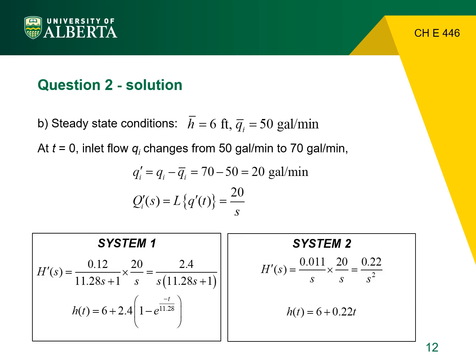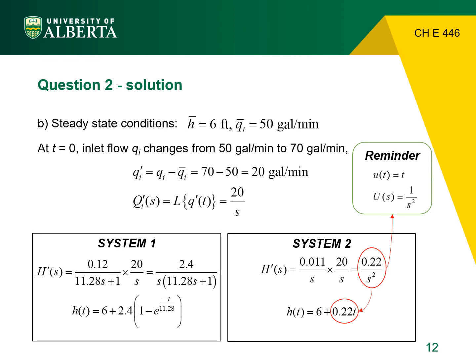Substituting the value of Qi prime of s into the transfer functions, h prime of s over Qi prime of s for each system, we end up with the following expressions for h of t. Note that we take the inverse Laplace transform of h prime and add the steady state value of h, that is equal to 6 feet, to get the expression for h of t for both systems.